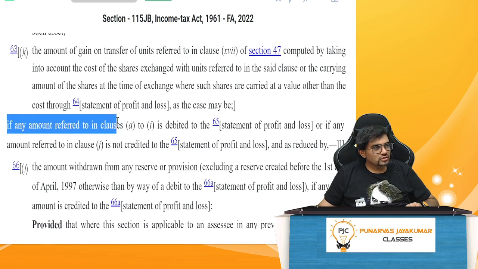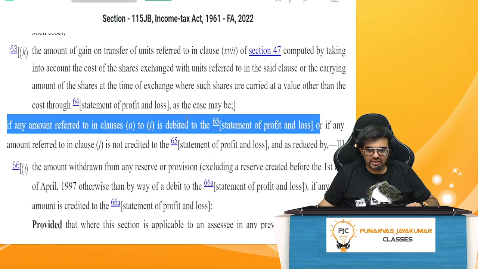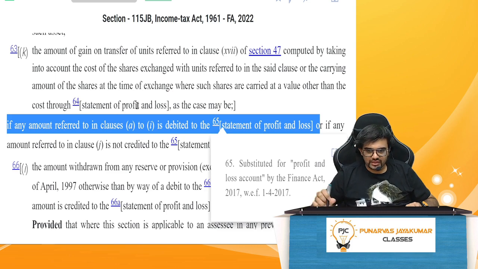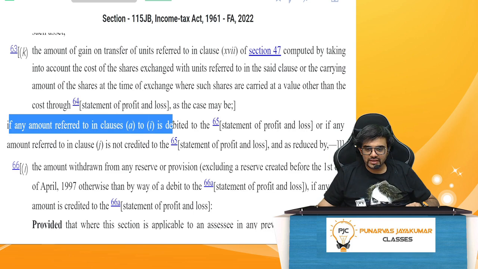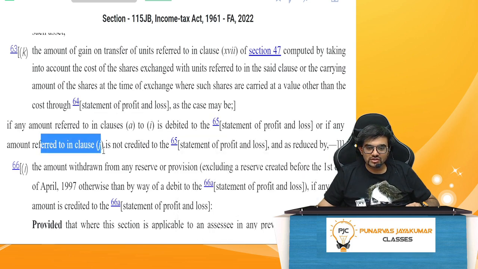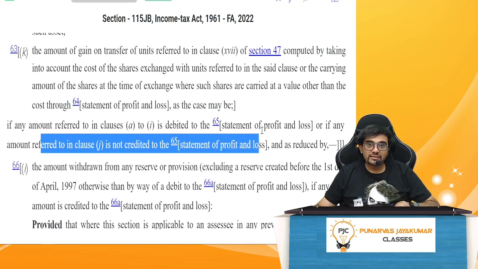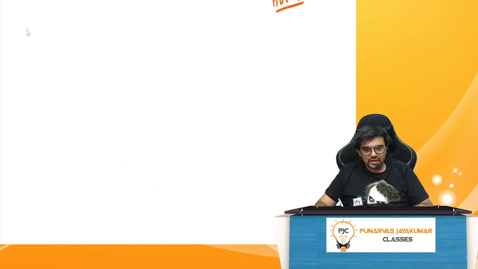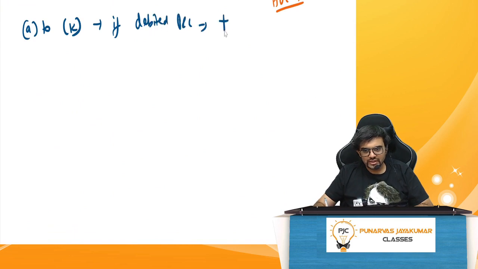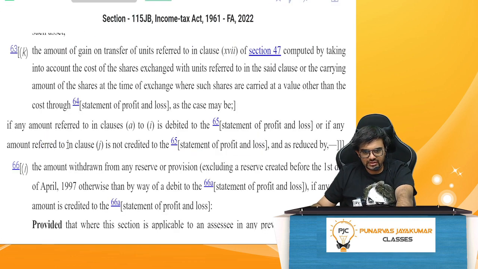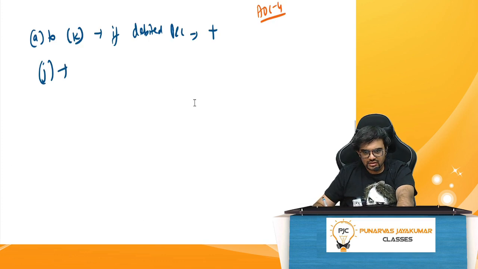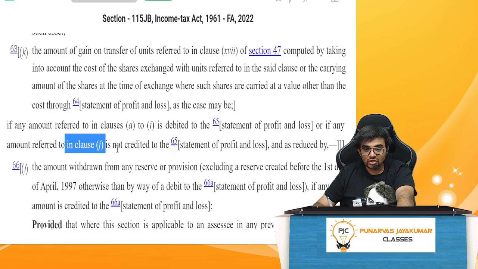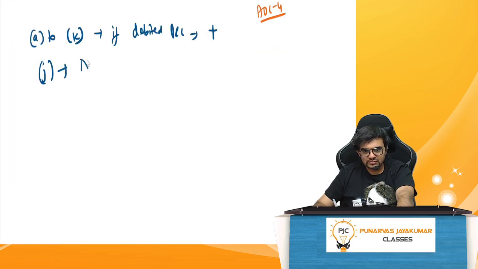If any amount referred to in clauses A to I is debited to the statement of P&L account, then I have to add back. Please remember, I'll write down here: any amount debited, A to I, should be added back, or any amount referred to in clause J which is not credited should be added back. I'll tell you everything, guys, don't worry. I repeat, I'll write down here. Items A to K, if debited to P&L account, to be added back. Then clause J, which is not credited to P&L account, should be added back.